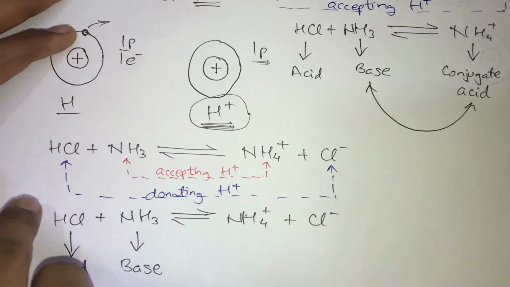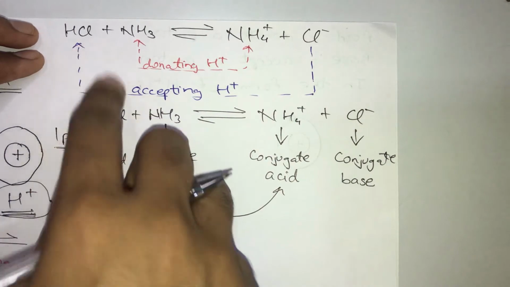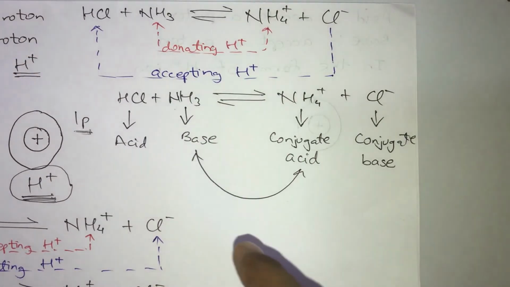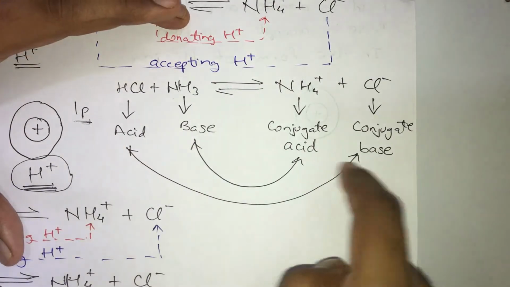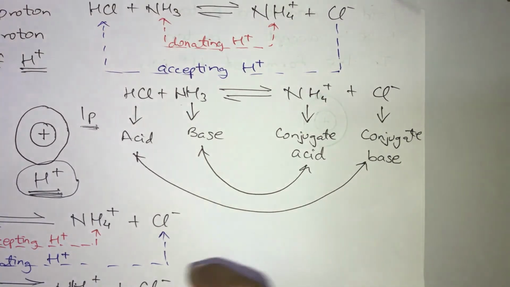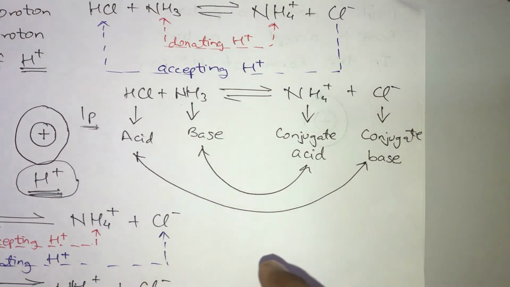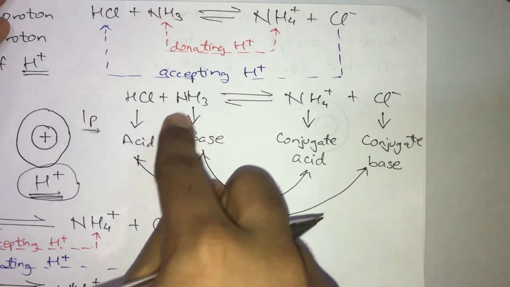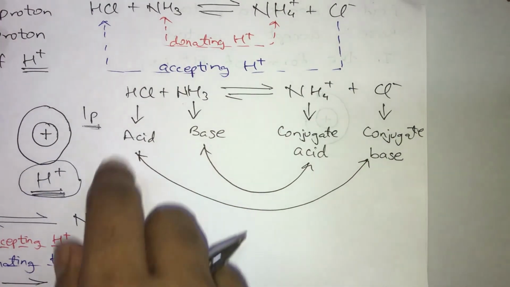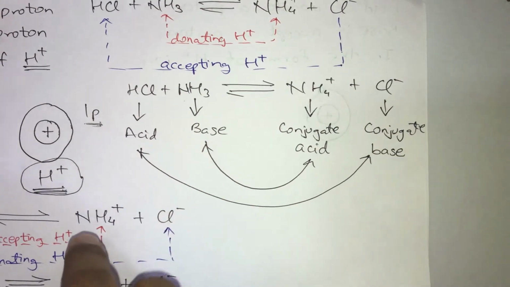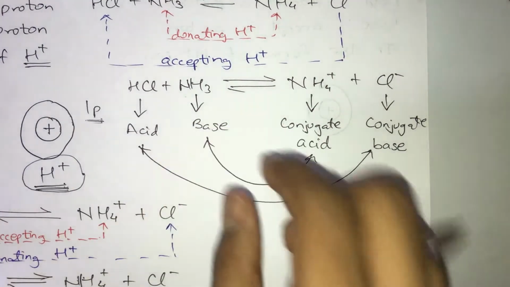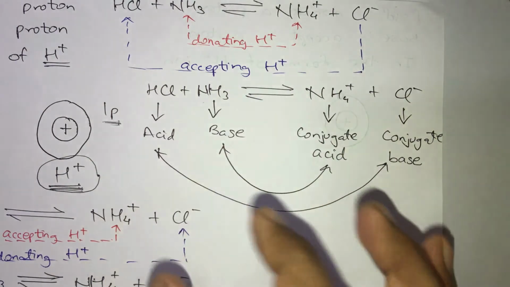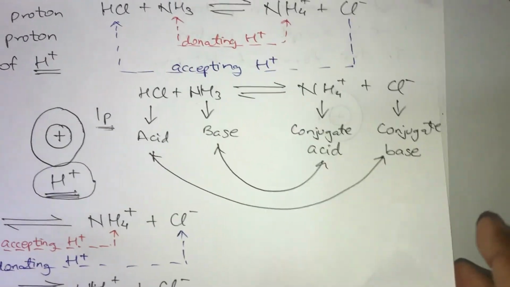Similarly, this HCl is getting converted into Cl minus, and again this Cl minus is getting converted into HCl. So since there is a relation between both of them, they are also called a conjugate acid base pair. So in the reaction here we have two conjugate acid base pairs. One is NH3 and NH4 plus, and another one is HCl and Cl minus. So this was all about your Bronsted-Lowry theory.